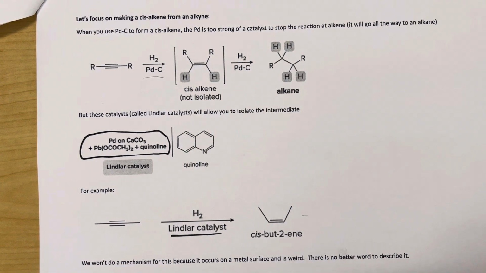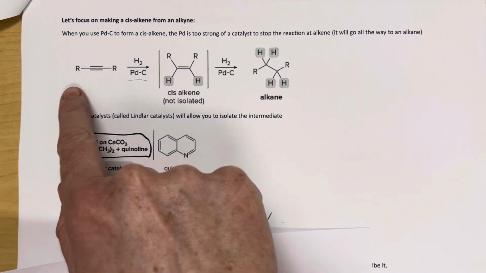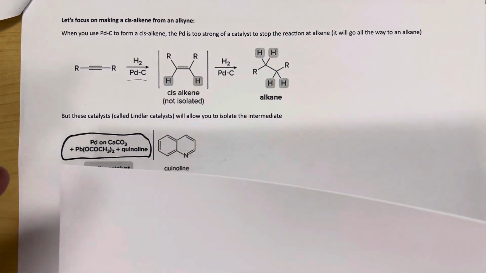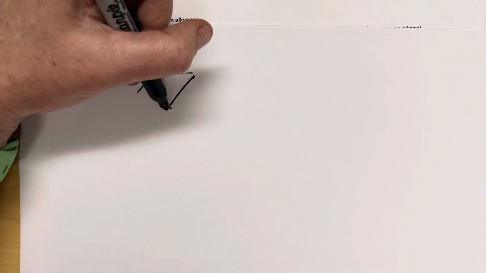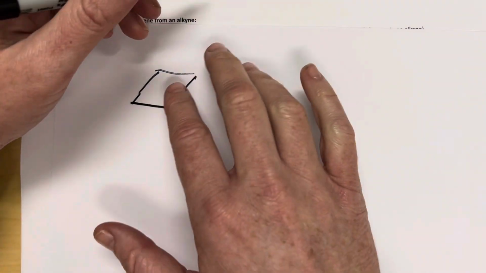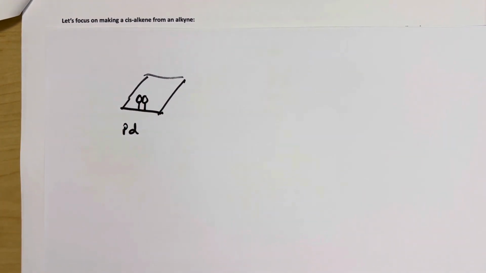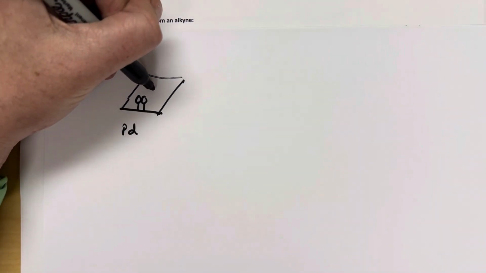So let me take a little detour and show you briefly how any metal catalyst works. So you have a surface and it's covered with a whole bunch of atoms of the metal. So let's say we've got palladium, okay? And then you add to that palladium 2 hydrogen atoms. Those are your 2 little hydrogen atoms. And then in comes, let's say, your alkene.